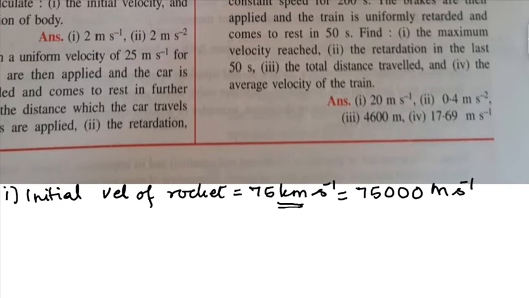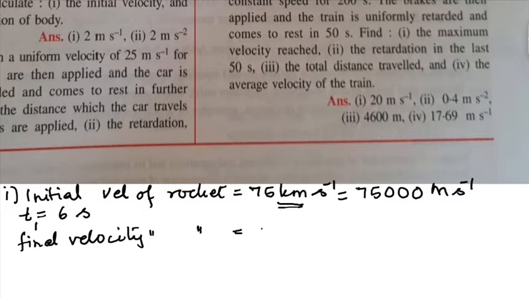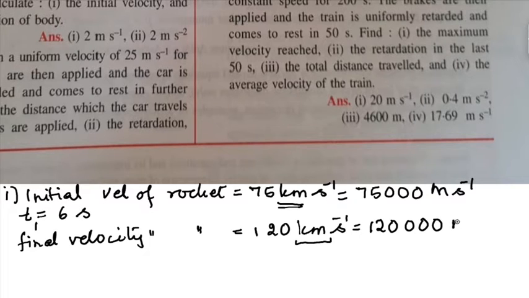So we should write just that. We should say that the time here is, we'll call that t1, that is 6 seconds, and then the final velocity of the rocket is 120 kilometers per second. Again, this is kilometers. 1 kilometer is 1000 meters, so it will be 120,000 meter per second. And they are asking us acceleration.